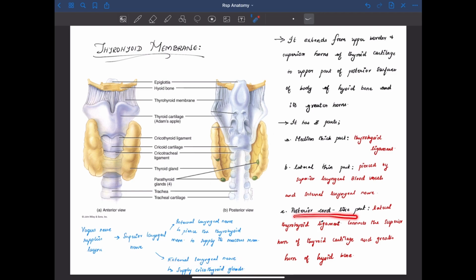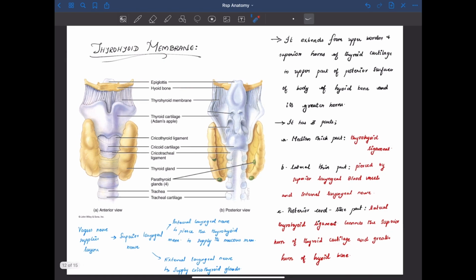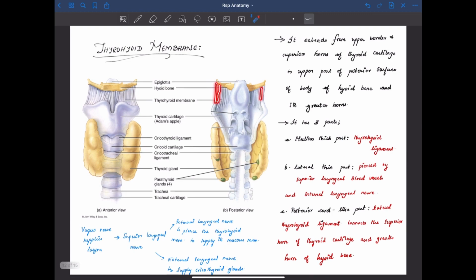Now the posterior cord-like part. The posterior cord-like part connects the superior horn of thyroid cartilage, this part, not that, this part, and the greater horn of hyoid bone. Just as I said, the superior horn of thyroid cartilage and the greater horn of hyoid bone. Okay, good.